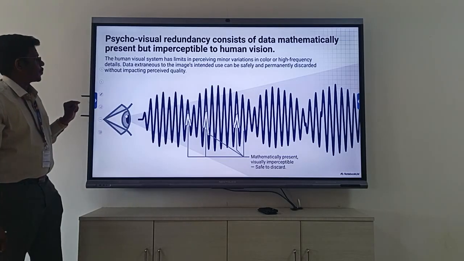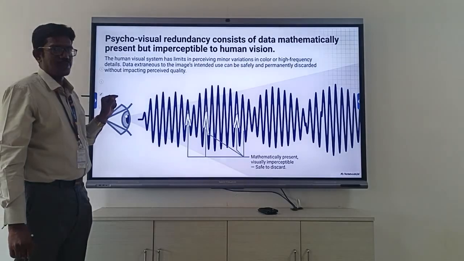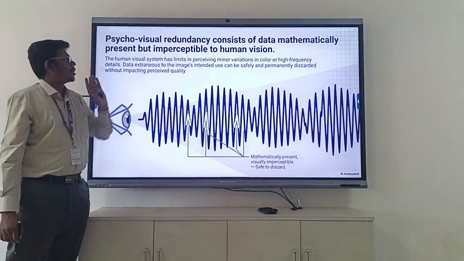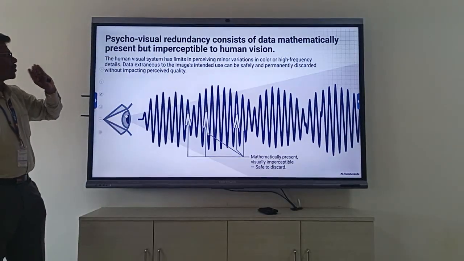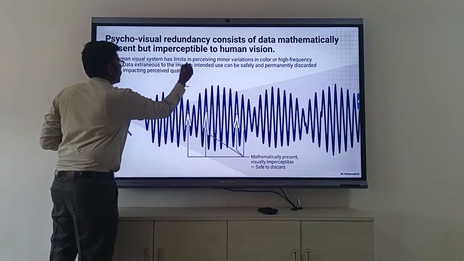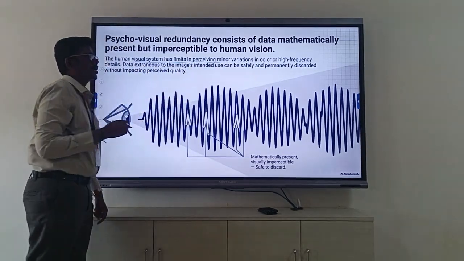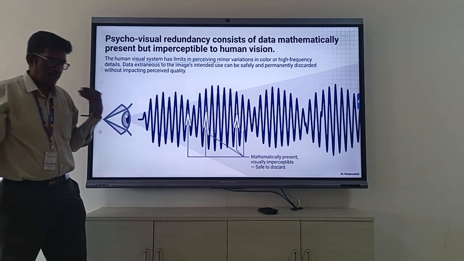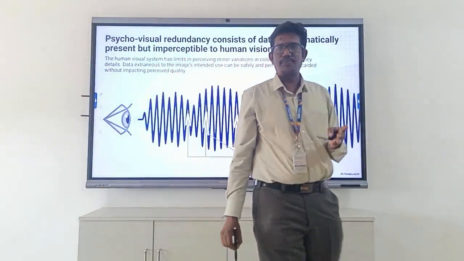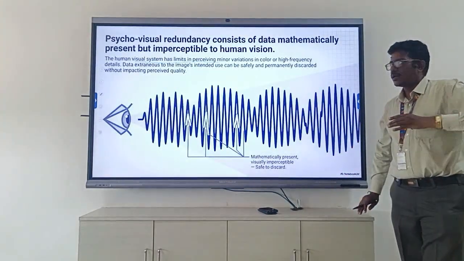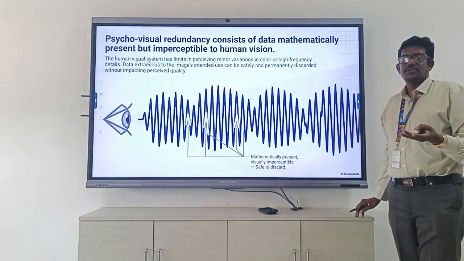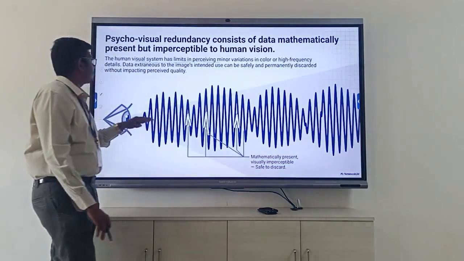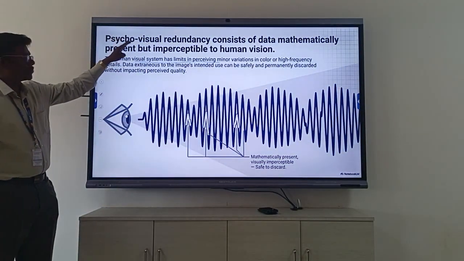Next we have to represent the psycho-visual redundancy. It consists of data that is mathematically present but imperceptible to the human vision. The human vision system has a limit in perceiving minor variation of color or high frequency details. So we are not able to see large variations of colors, or minute changes in the colors, or the high frequency components. Our human eye is limited by some constraints, so up to that we consider it as psycho-visual redundancy.